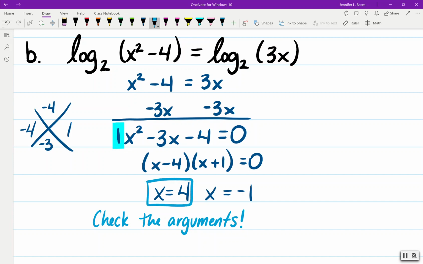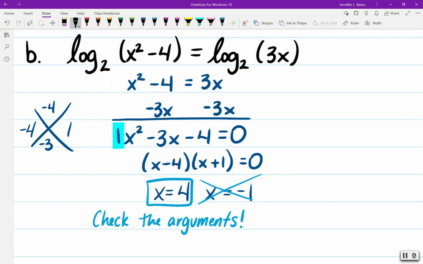It worked. Now let's check negative 1. Negative 1 squared is 1, minus 4 is negative 3. Is negative 3 greater than 0? No. So negative 1 is not one of my answers. So we're just going to lightly cross it out. It doesn't work. Okay, so this is how we solve logarithmic equations.